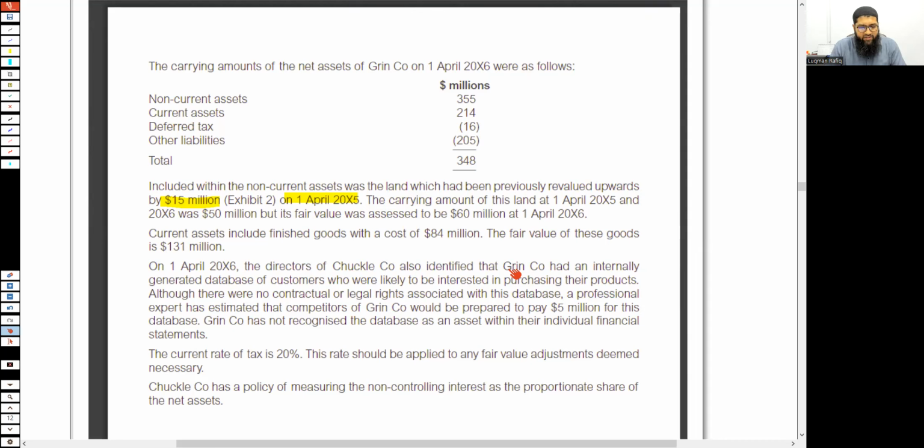The current tax rate is 20%. The rate should be applied to any fair value adjustment deemed necessary. The Chuckle Company has a policy of measuring the non-controlling interest as the proportionate share of the net assets. Now let's just try to have a discussion of all this.